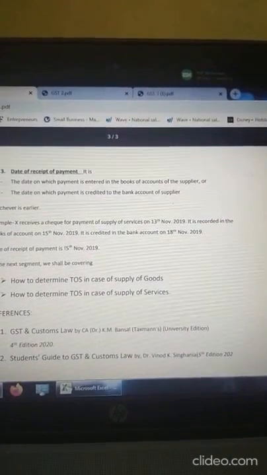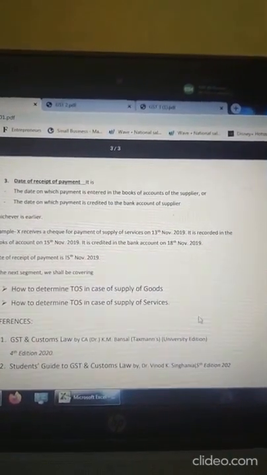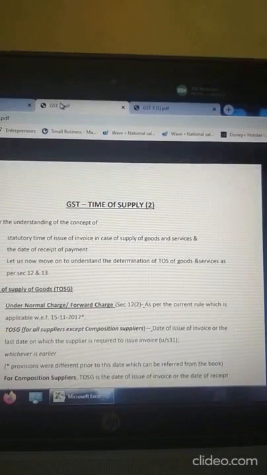In the next segment, we shall be covering time of supply in the case of goods and services.